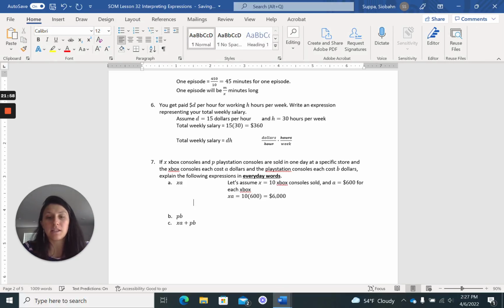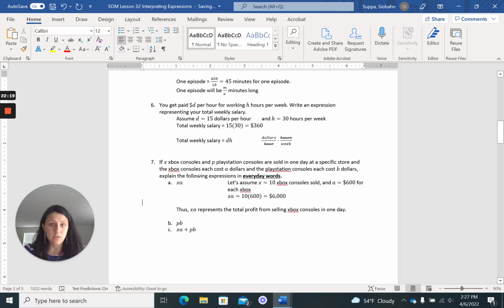And if we think about what that means, that looks like the total profit that this store made just selling Xboxes. So we can put, thus, or therefore, X times A represents the total profit from selling Xbox consoles in one day. This is a daily thing because of what it says.